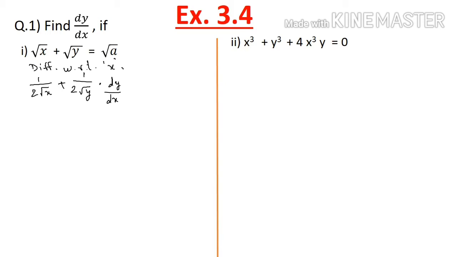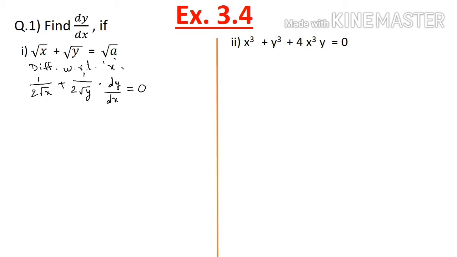Don't ever forget to add this dy by dx term to your derivative. Whenever you are differentiating y with respect to x, you have to write this dy by dx term, is equal to, now the derivative of root a we have to find. As I said, a is a constant, so root a is also a constant. That means the derivative of root a will be equal to 0. Which rule are we using here? d dx of k is equal to 0, where k is a constant. So over here root a is a constant, so the derivative is 0.